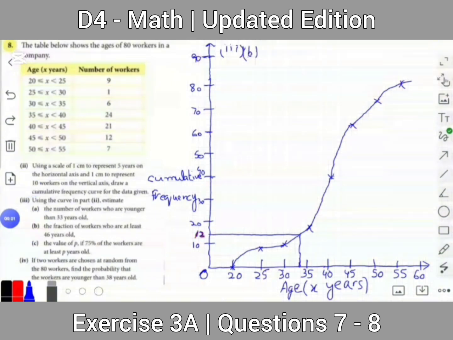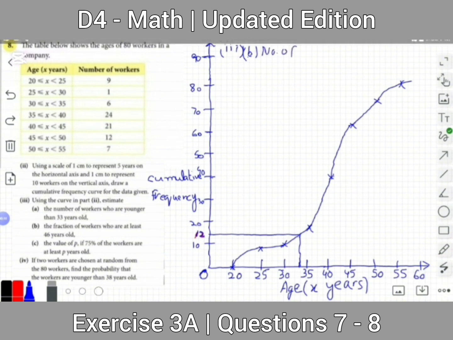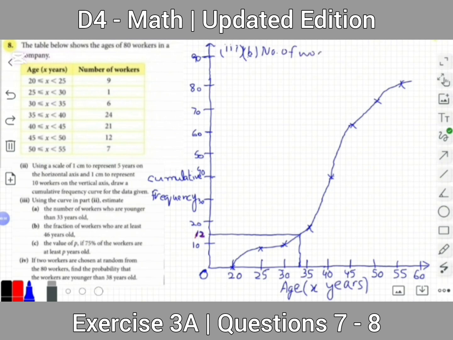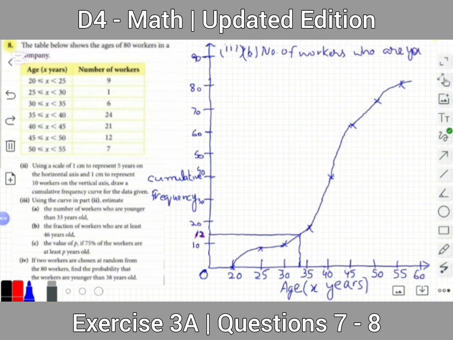Now in part 2b, we have to estimate the fraction of the workers who are at least 46 years old. But for this, first we have to find out the number of workers who are younger than 46 years old.